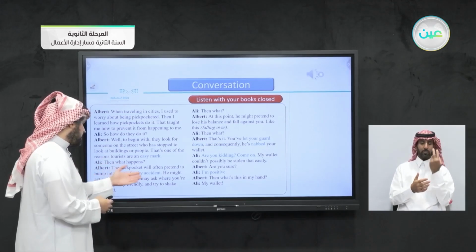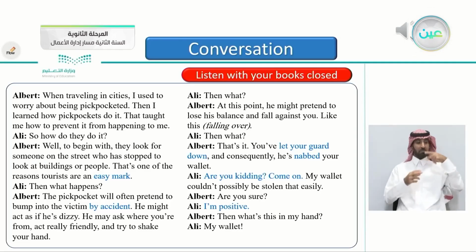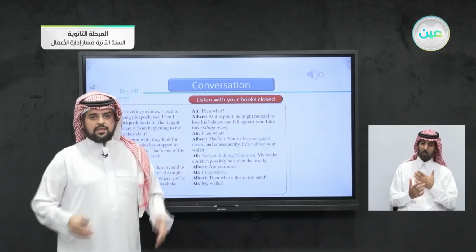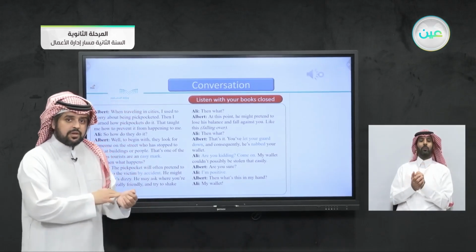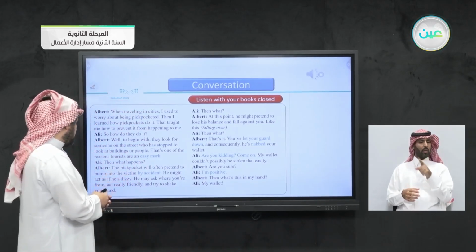Then what happened? The pickpocket will often pretend to bump into the victim. To bump, like he's walking and then he hit you, he bumped into you and says, I'm sorry. Then you check your pockets and maybe your wallet is gone, or maybe your watch is gone. He may ask you where you're from.